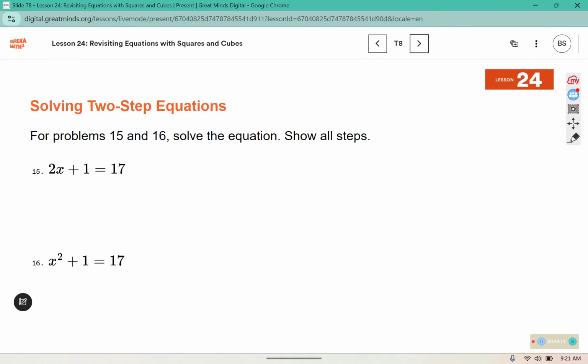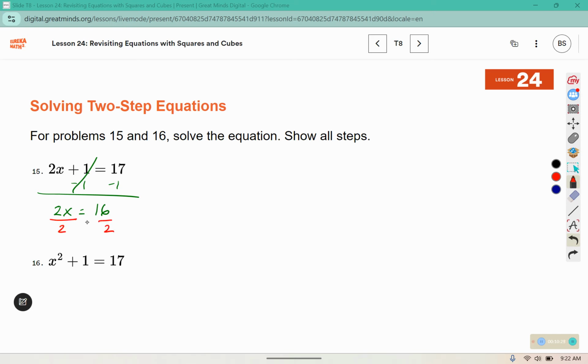For problems 15 and 16, solve the equation and show all steps. To start, we will subtract 1 from both sides so we can get our variable by itself. And then since it's being multiplied by 2, we undo that by dividing by 2. 16 divided by 2 is 8.